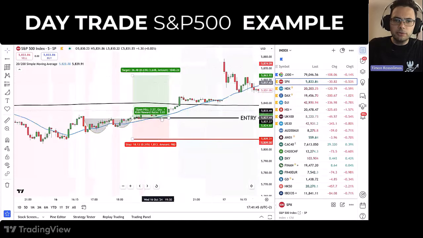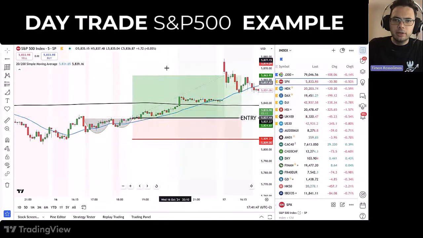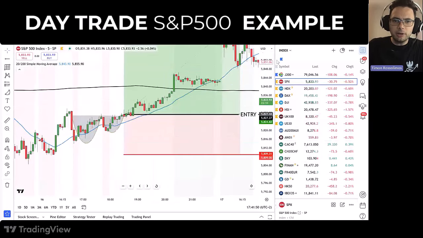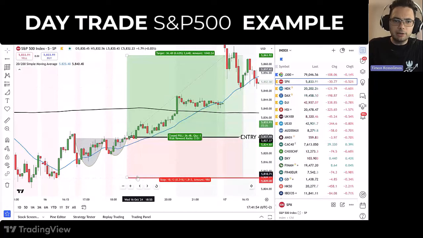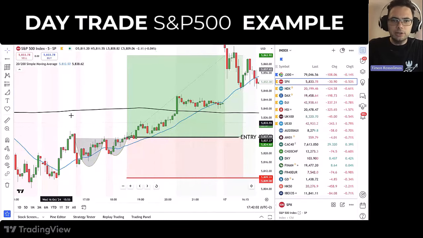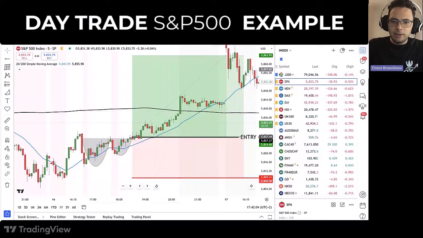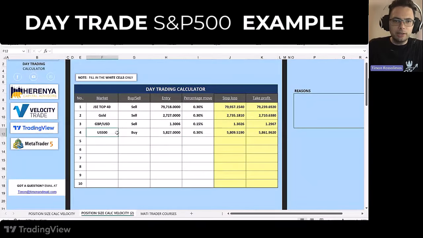So we can move this across, and you can say this is a safe mark over here at 5809, a great safe mark for stop loss for the US 500, and this is a great level for the take profit at 5864. And then you just let the trade play out. So there is how you can trade the US 500.